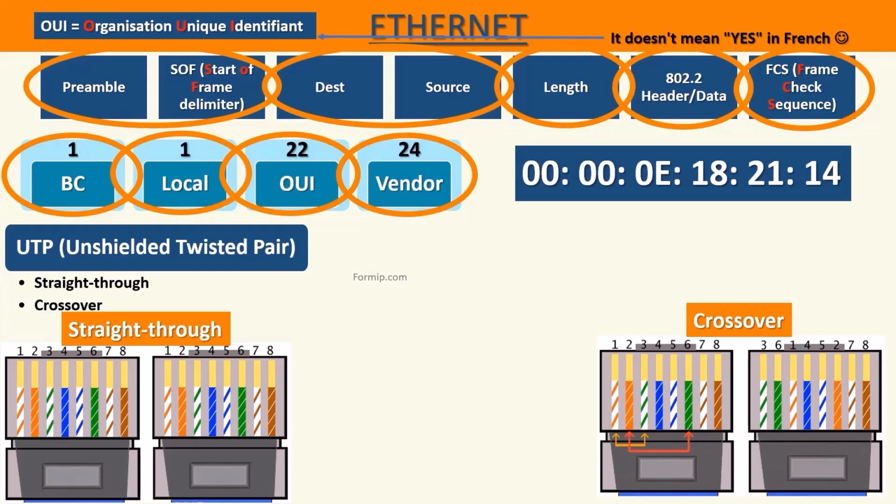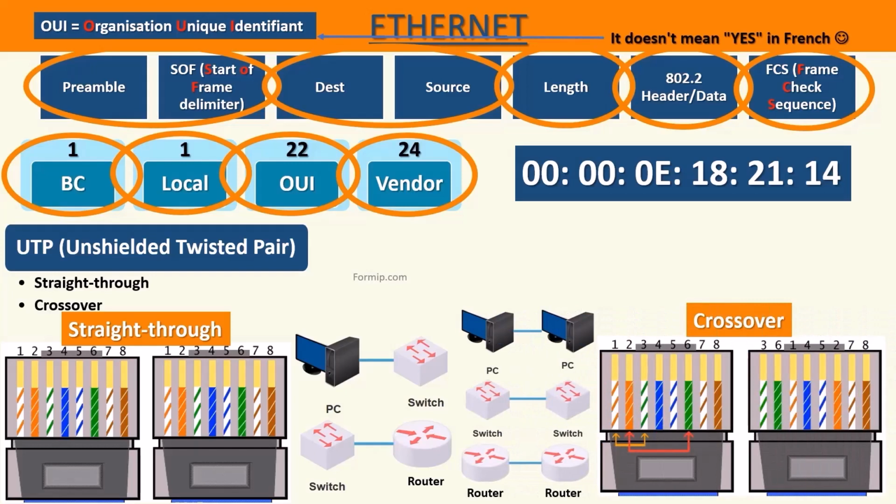A straight cable has the same layout of the wires on both sides, and a crossover cable contains two inversions of wires, only on one side. Wire 1 is switched with wire 3, and wire 2 with wire 6. A straight cable is used to connect two different terminals, from a PC to a switch or a switch to a router. And a crossover cable connects two devices of the same type. For example, a PC with a PC, switch to switch, or router to router.